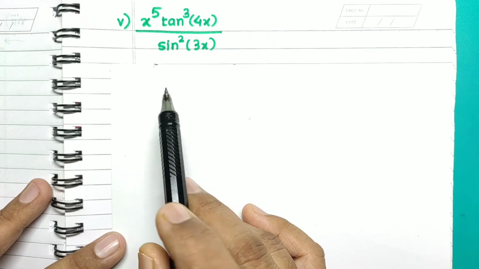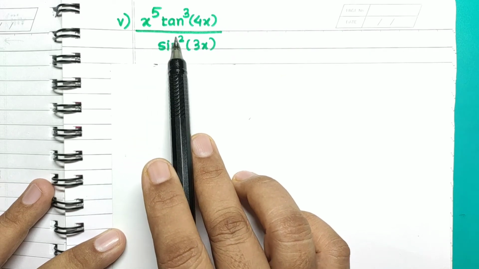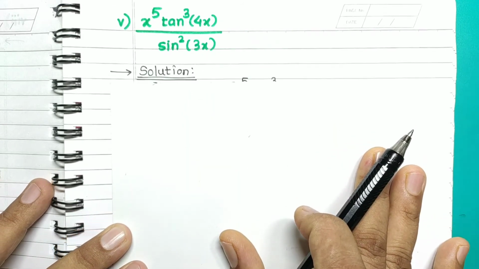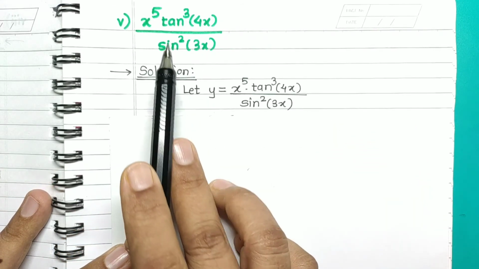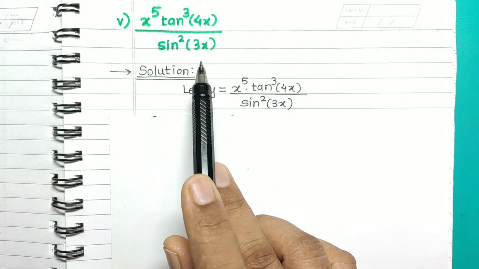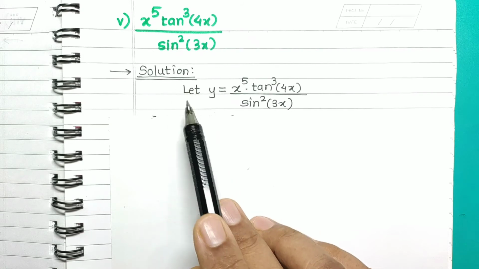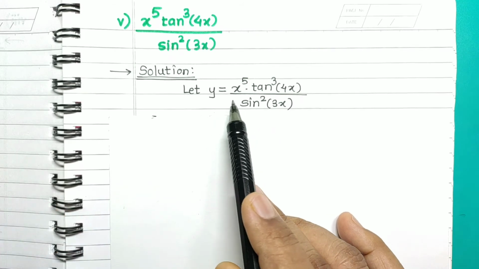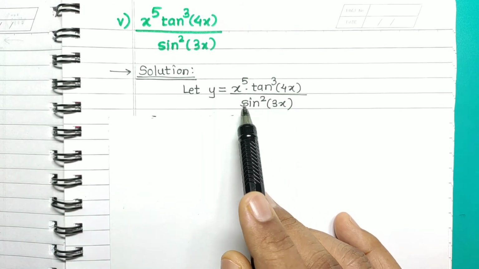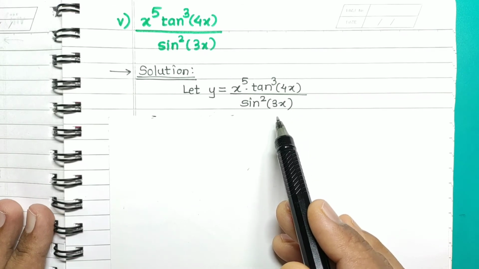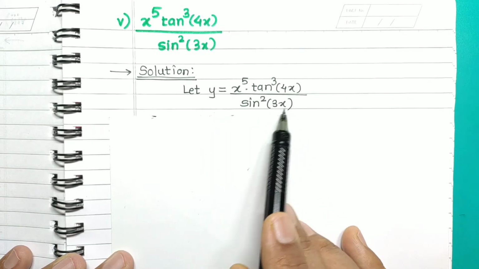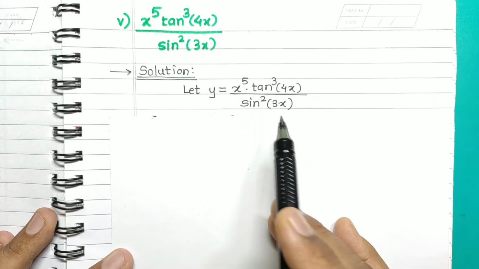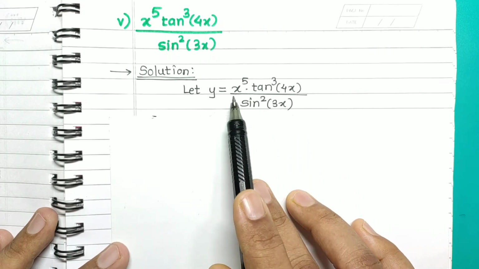Okay. Then the next function is x raised to 5 into tan cube of 4x upon sine square of 3x. Here we easily observe that this given function is a quotient of a number of functions. So we have to find its derivative, and for that in the solution you let the given function be y and write down the given function. For finding this derivative, we have to use logarithmic differentiation, and by using logarithm we can simplify this function. In the previous session we have discussed such examples, so here I am giving you just a hint.